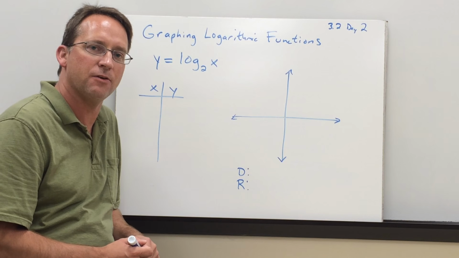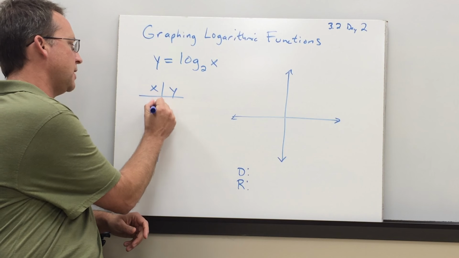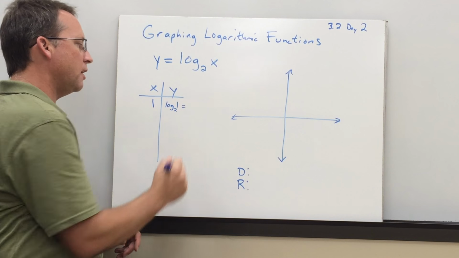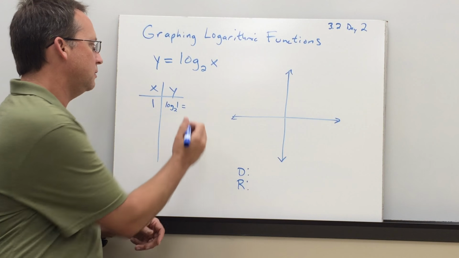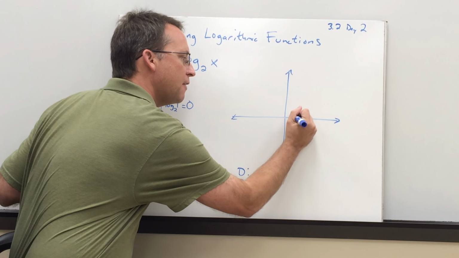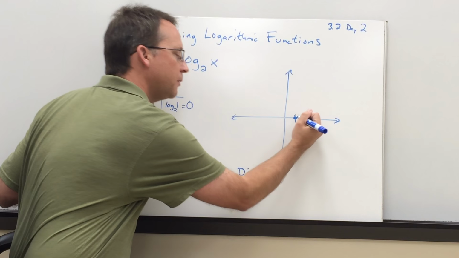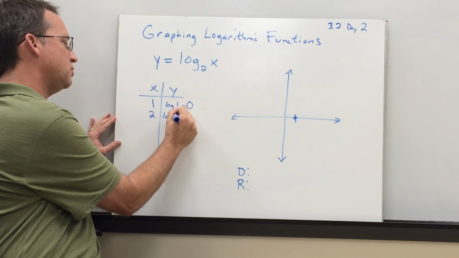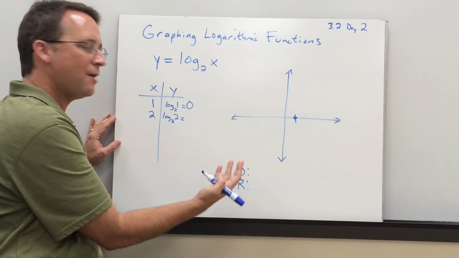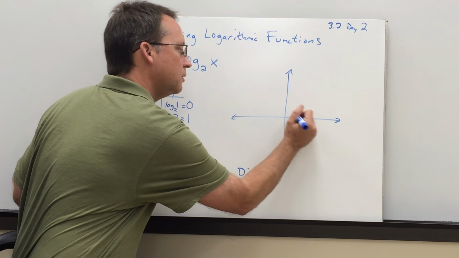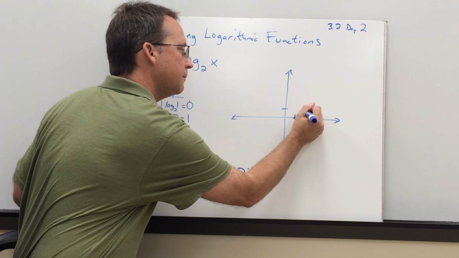I'm just going to start this with an xy table since we haven't graphed one yet. So let me say what happens when x equals 1. Well, log base 2 of 1: 2 to what power equals 1? Well, 2 to the 0 power equals 1. So there's going to be a point on my graph at (1, 0). Now when x is 2, do the log base 2 of 2. 2 to the first power is 2. So when x is 2, y is 1. I've got another coordinate on my graph here at (2, 1).